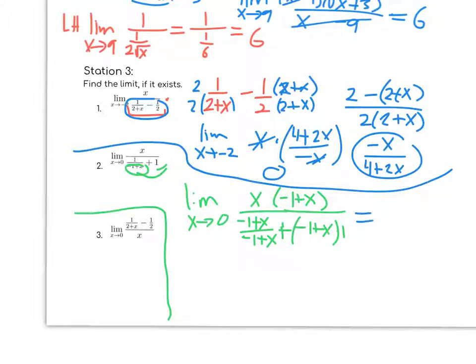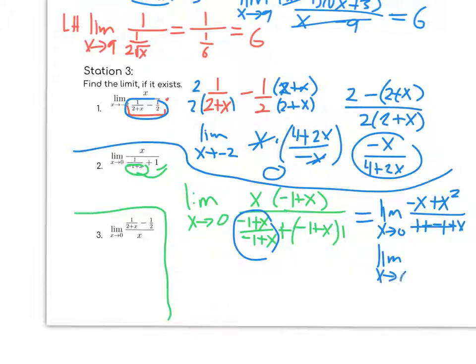All right. On top, that's going to give us the limit as x approaches 0, and that's going to be negative x plus x squared. I'm thinking maybe I should not have actually done that out, because I think I'm going to divide by an x on the bottom. This part's going to be 1. So we get 1 plus negative 1 plus x. Those cancel. I can divide everything by an x, giving me the limit as x approaches 0 of negative 1 plus x, which is negative 1.